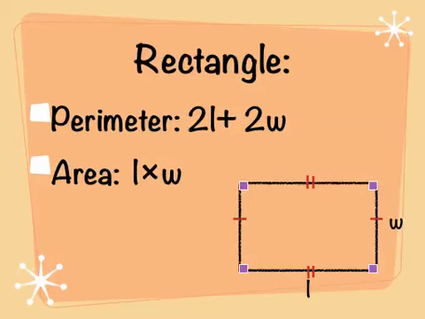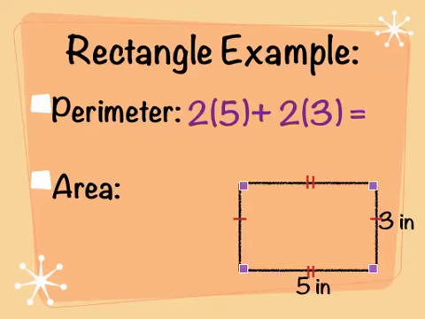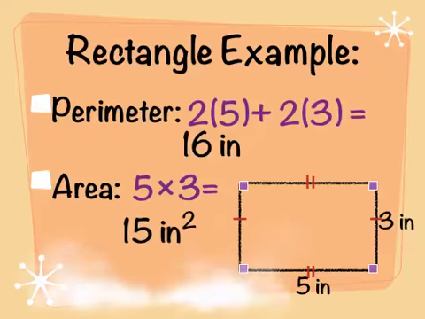To find the perimeter of a rectangle, you do 2 times the length plus 2 times the width. To find the area, you do length times width. An example of this, I have a rectangle with a length of 5 and a width of 3 inches. To find the perimeter, I do 2 times 5 plus 2 times 3, which gives me 16 inches. To find the area, I need to do 5 times 3, which is 15 inches squared.